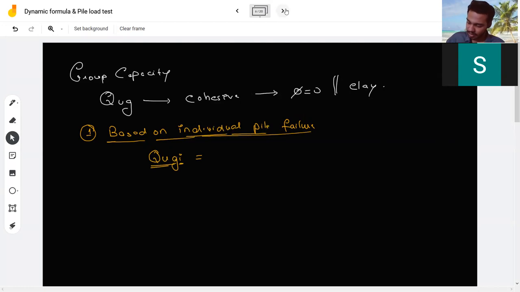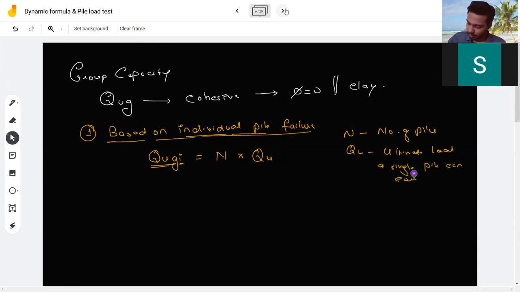It's equal to number of piles multiplied by QU, that is ultimate load capacity of a single pile. So QUGI equal to number of piles multiplied by एक pile कितना load लेगा. So this is the formula. So I'll just write it here. N means number of piles and QU means the ultimate load a single pile can carry.